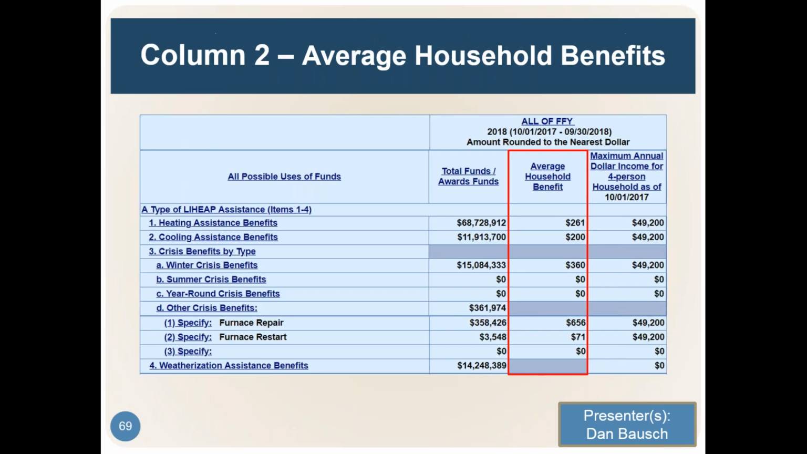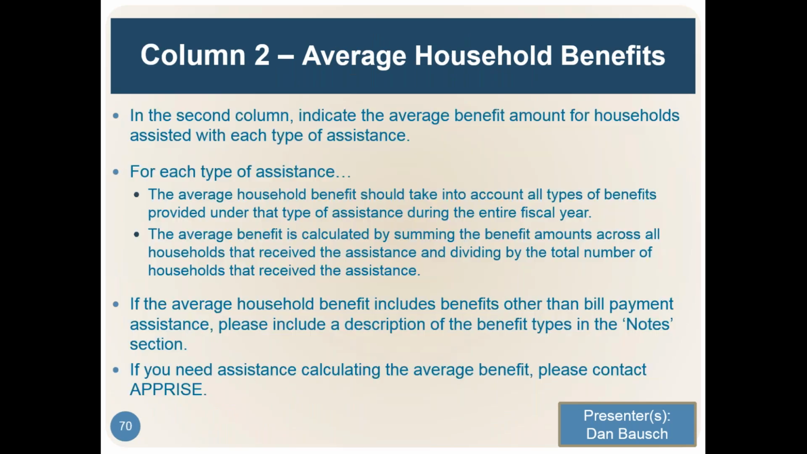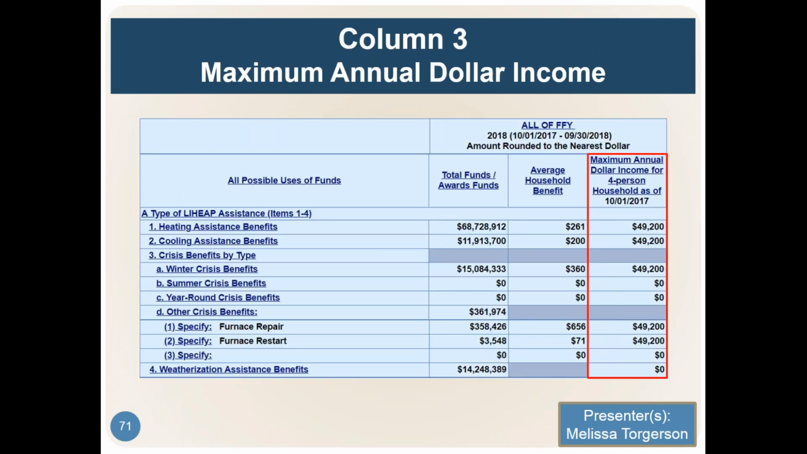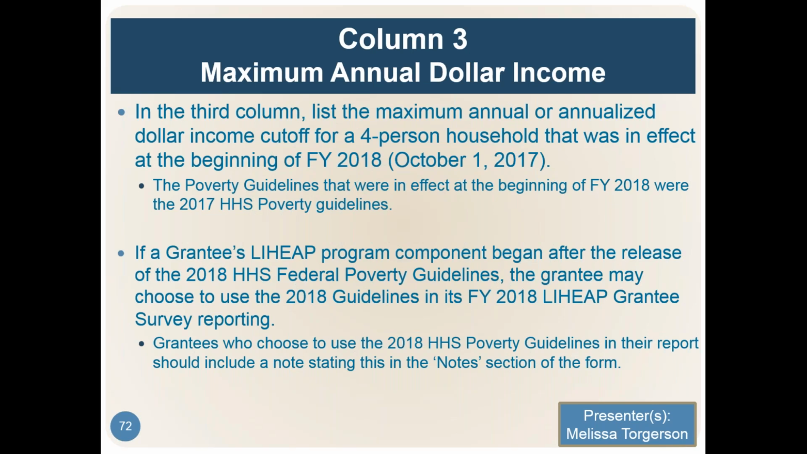Okay, so if we go back ahead, here we're talking about maximum annual dollar income, and so in the third column, we're really talking about eligibility thresholds. So what is the dollar income cutoff for a 4-person household that was in effect at the beginning of the federal fiscal year, October 1st, 2017.